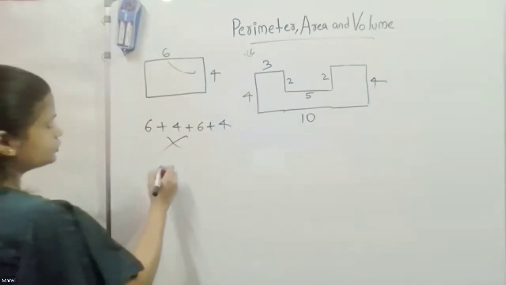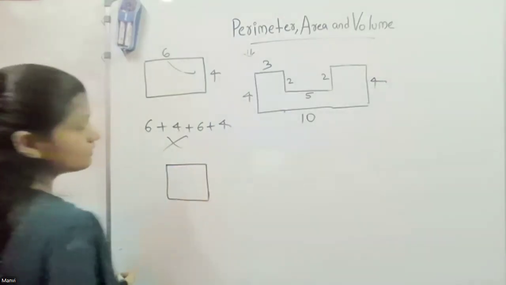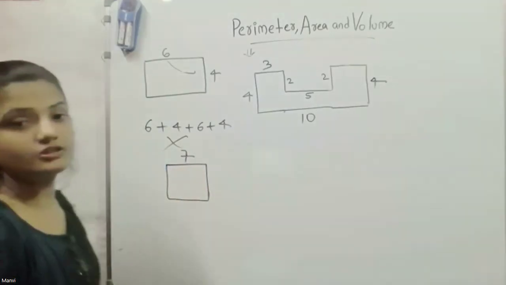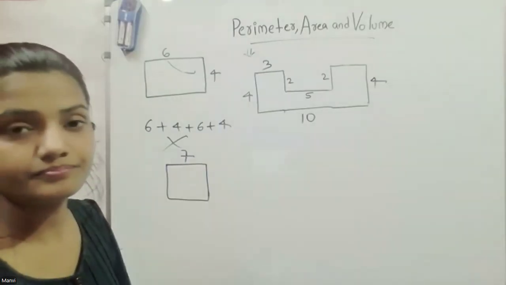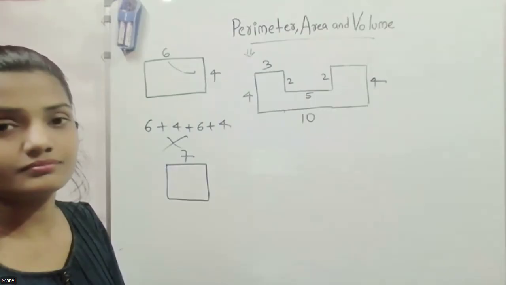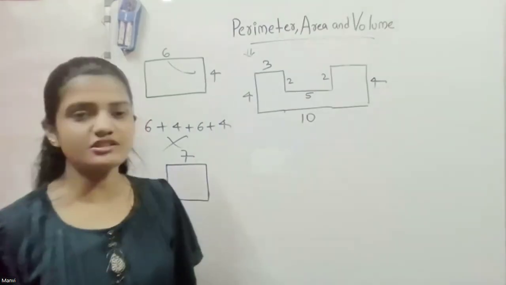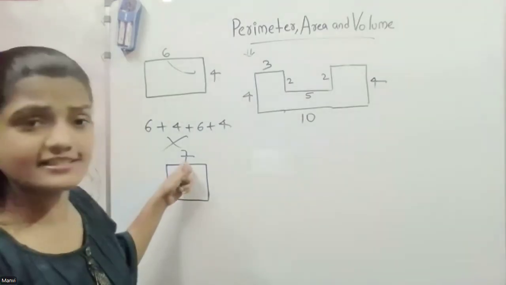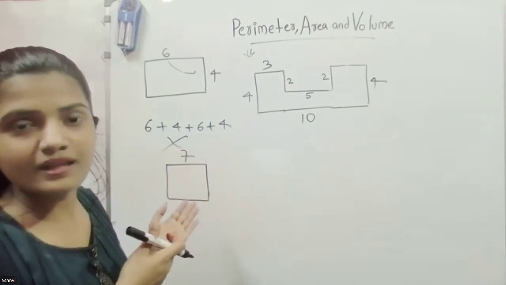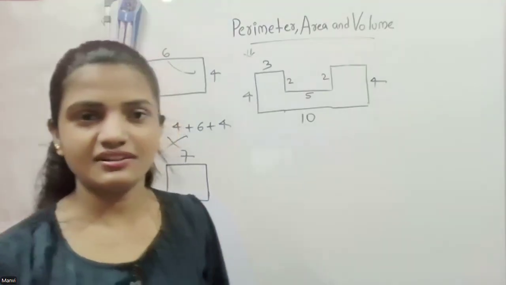Now, you have one square whose side length is 7. Calculate the perimeter of this square. Perimeter is 28. Yeah, very good. This is a smarter way. You know that one side is 7, so all are 7. You just need to times this by 4, and you can easily get your answer, which is 28.